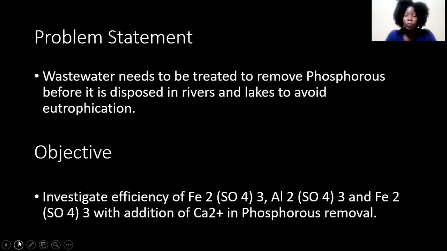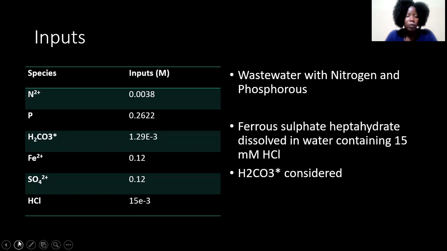My goal was to compare the efficiency of using iron sulfate, aluminum sulfate, and iron sulfate with calcium, to see which one is the most efficient in removing phosphorus from wastewater. The inputs that I used are here on the left. The wastewater, as described in the paper, contained nitrogen, phosphorus, COD, and BOD. I ignored COD and BOD and only included nitrogen and phosphorus because Visual Minteq doesn't include BOD.